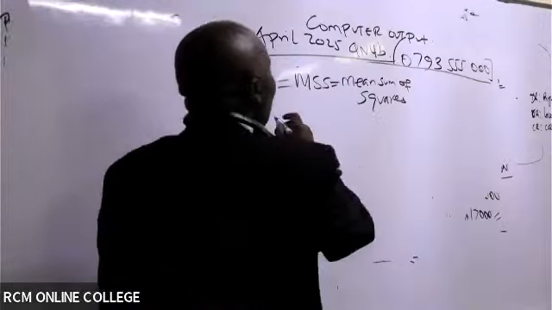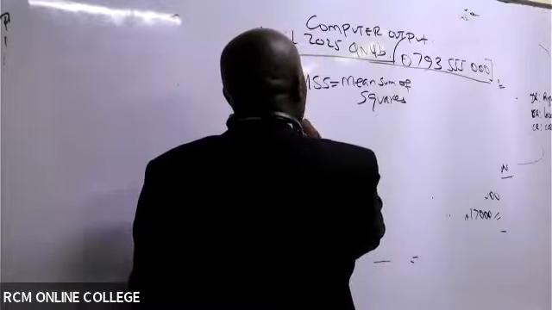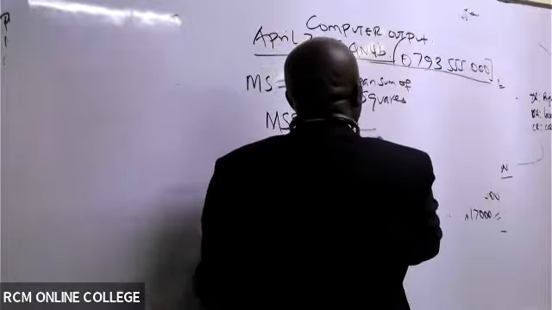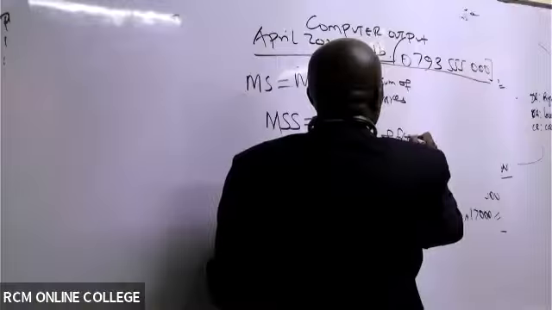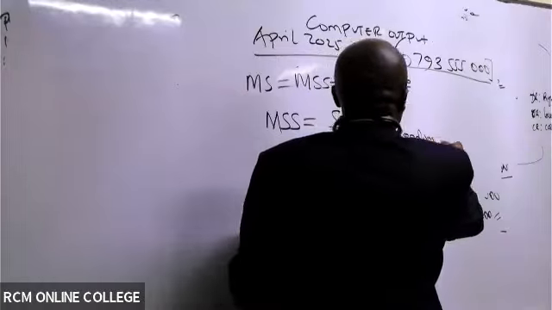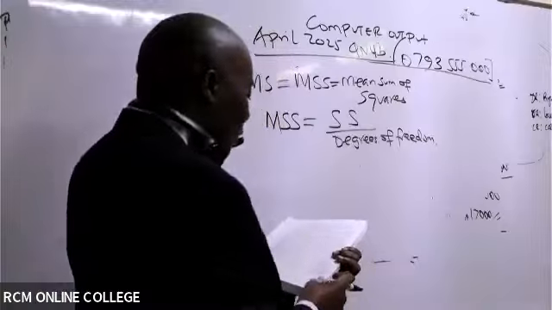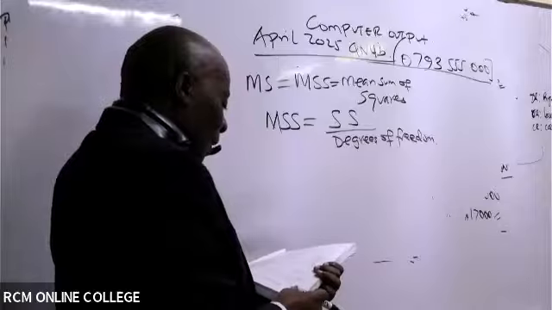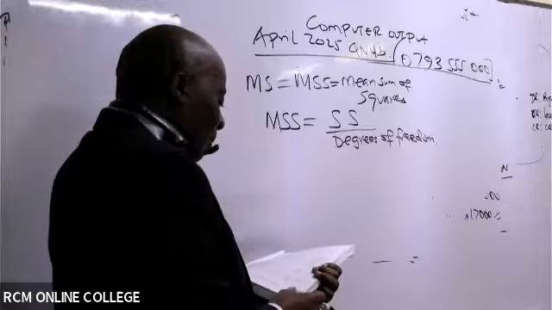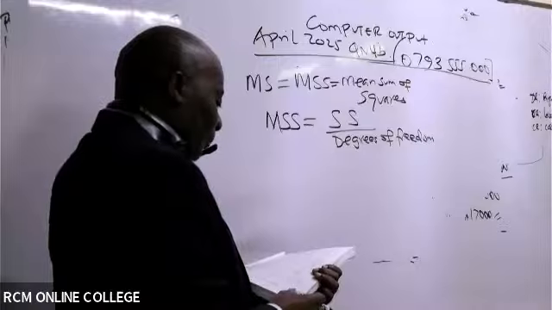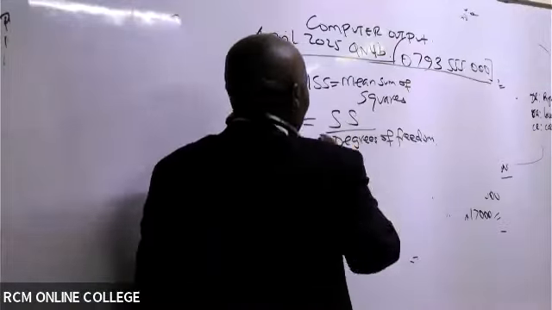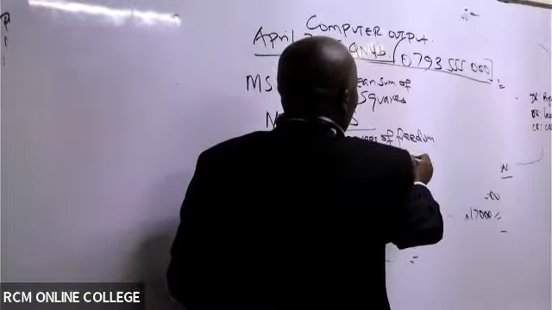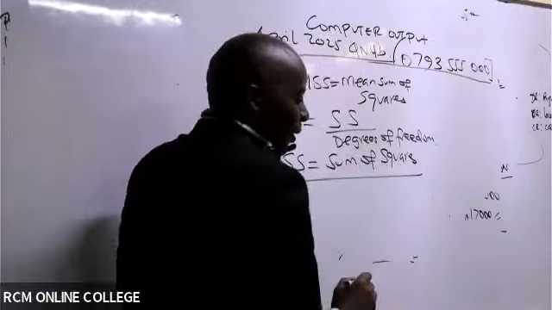How do I get this mean sum of squares? To get this mean sum of squares, we normally take sum of squares divided by degrees of freedom. Anytime, ladies and gentlemen, they want us to get mean sum of squares, we shall always take this SS. And by the way, SS stands for sum of what? Sum of squares. Very, very important.